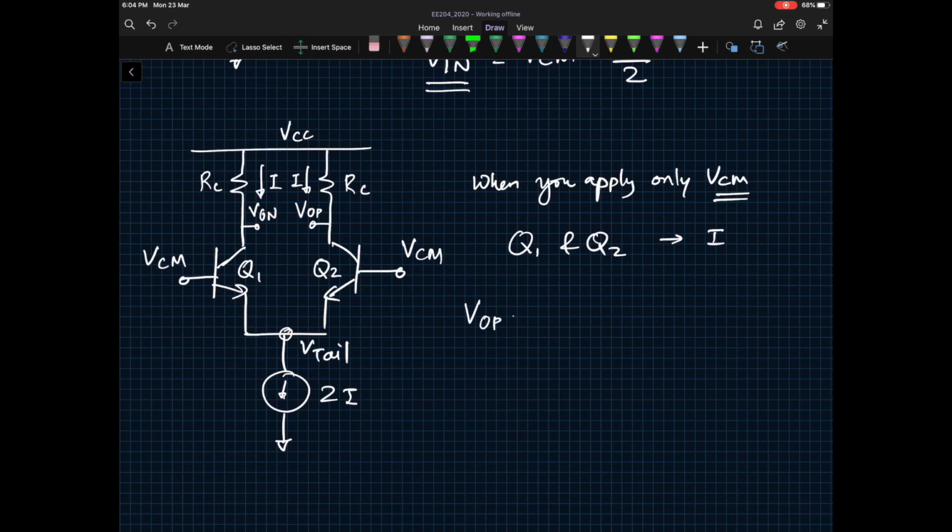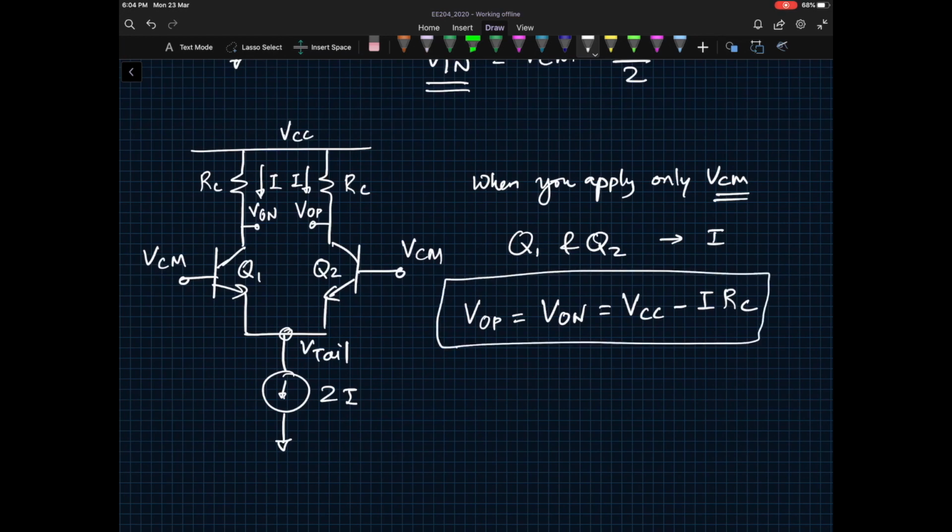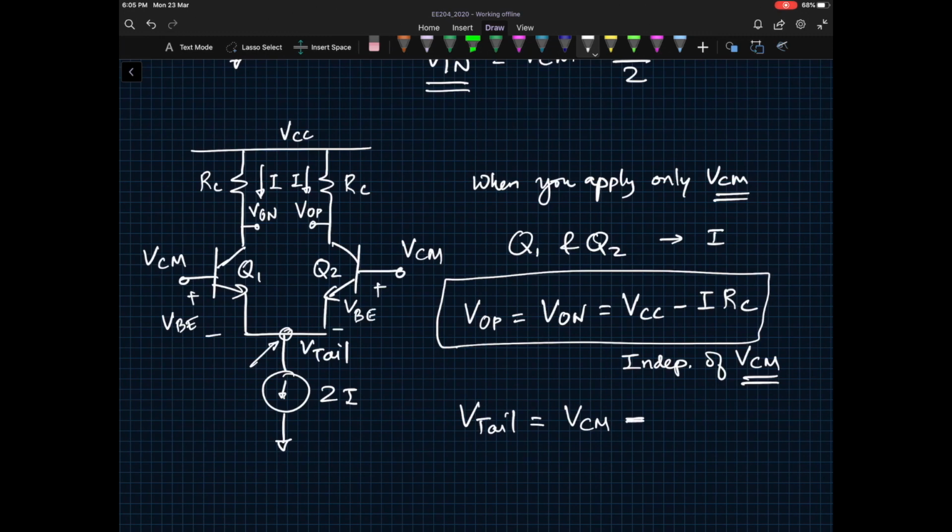So what we expect is VOP is equal to VON, that would be equal to VCC minus I times RC, okay? So convince yourself of this one, and here you can quickly tell that this answer is independent of VCM. And that's the beauty of it. Whereas V tail, if you look at the tail voltage, what would that be equal to? V tail voltage will be equal to VCM, which is the base voltage, minus VBE for both the devices, right? And they should be same. So VCM minus VBE, that should be the tail voltage.